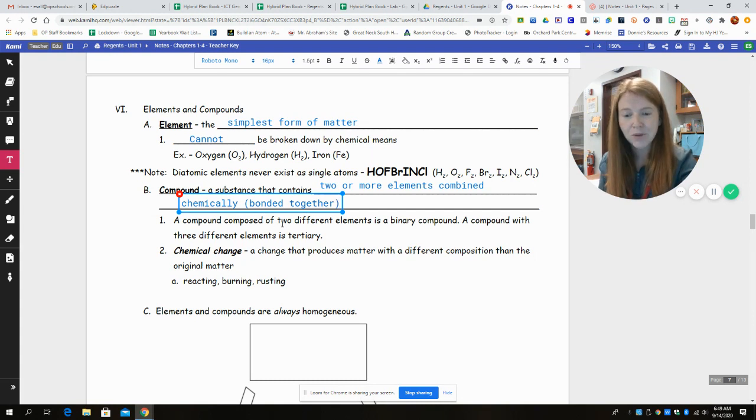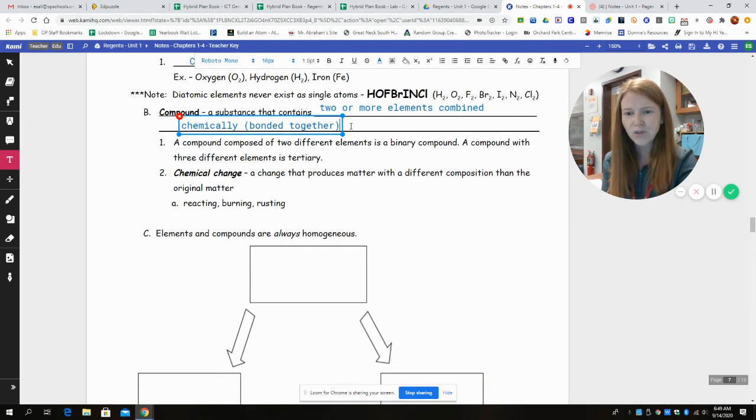So a compound composed of 2 different elements is known as being binary, bi meaning 2. A compound with three different elements is tertiary. So if you see that term, binary compound, H2O is an example of a binary compound. It has hydrogen and oxygen. Glucose, C6H12O6, if you remember that from biology, has carbon, hydrogen, and oxygen, 3 different elements, so it is tertiary.